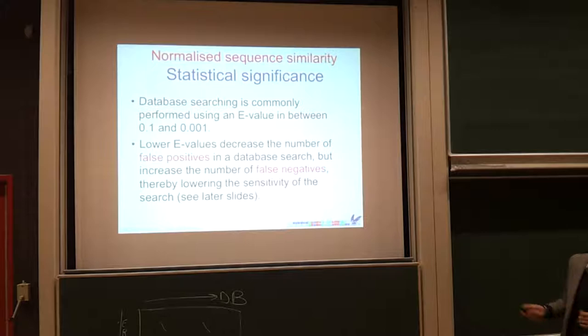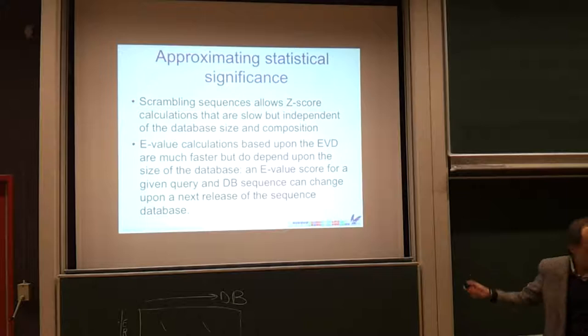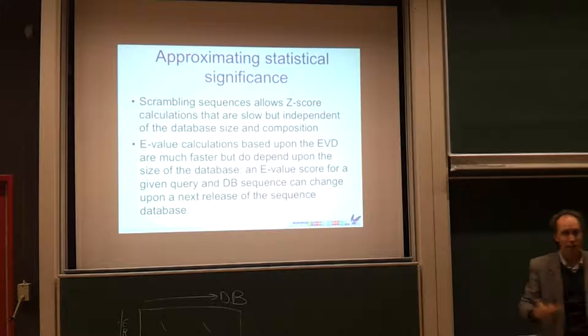So the scores differ after the database update. How is it for this one? What about scrambling sequences that I told you about? Is that dependent on the size of the database? No, it's just two sequences you scramble. It takes forever, but you're not dependent upon sizes or anything in the database. So in that sense, you might say this score is more convenient, at least to the biologist, no anger after a week, but it takes too long, it can't really be done.